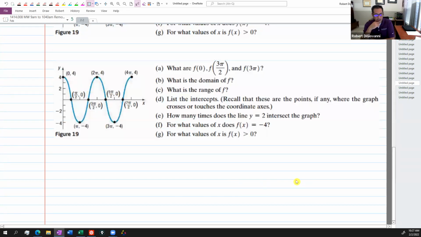Part F, for what values of x does the function spit out -4? Well, how many places do we get a -4 out? Only happens in 2 places, right? Here at these 2 bottom points, those are the only points where our y value is -4. So what are the 2 x values that give us that? Pi and 3 pi, right? Those are the inputs that I would have to do to get the output of -4. So I get pi here and 3 pi.